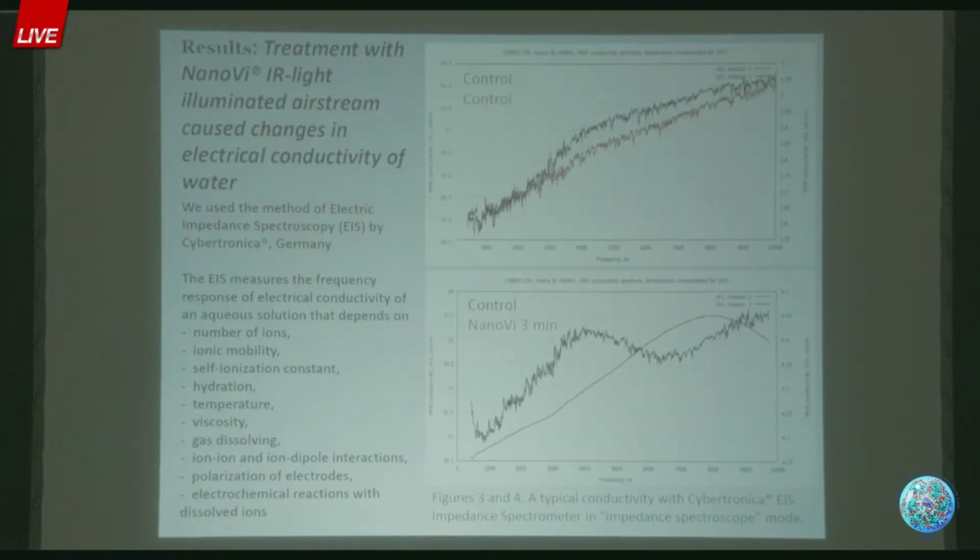The next thing we did, we measured electrical conductivity in pure water, and we see that in these two graphs, this is the control and these are the test samples. So we see that in case of treatment with nano-V vapor, electrical conductivity changes, the graph is different compared to that in controls, and all these differences can be attributed to any of this list of possible reasons.